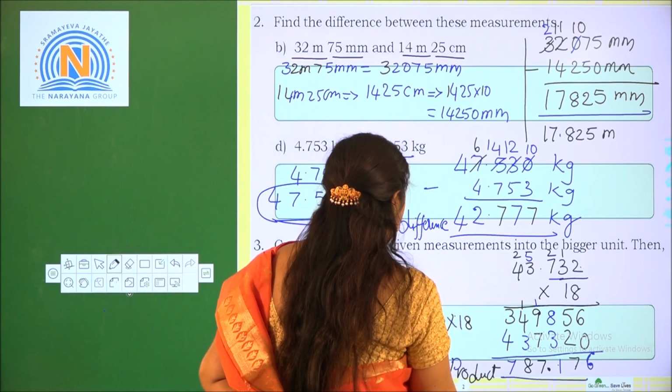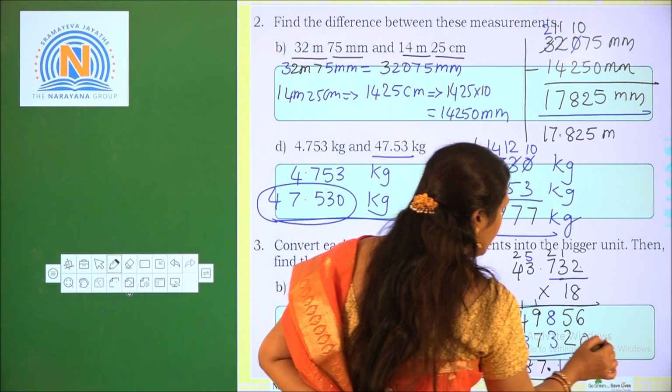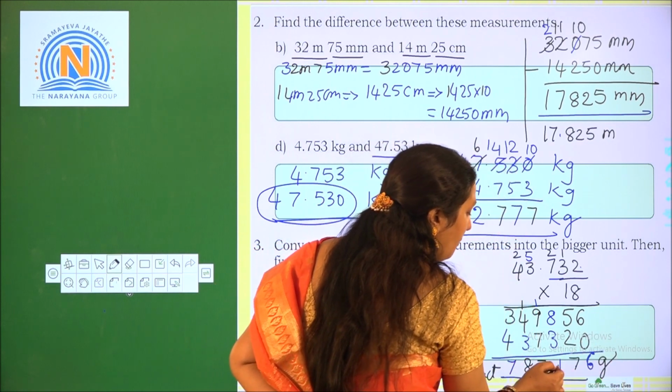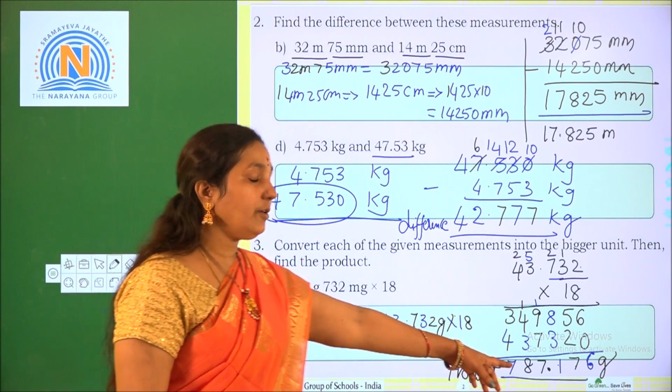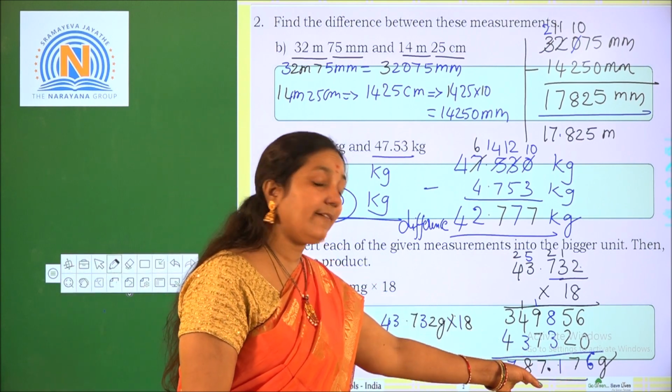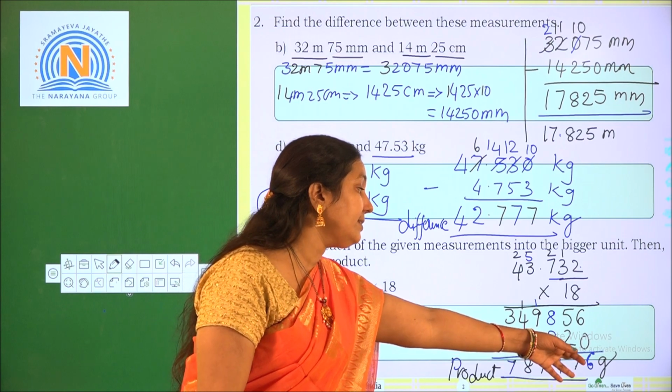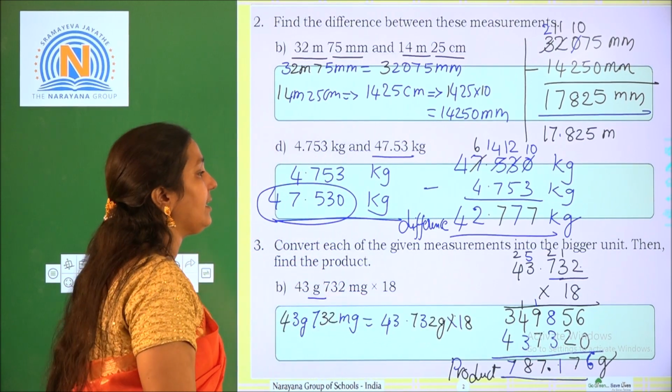787.176 grams. What is the unit here? Grams. Okay, children, so the unit is the bigger unit. 787.176 grams.